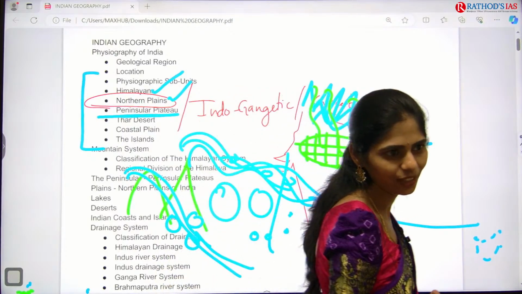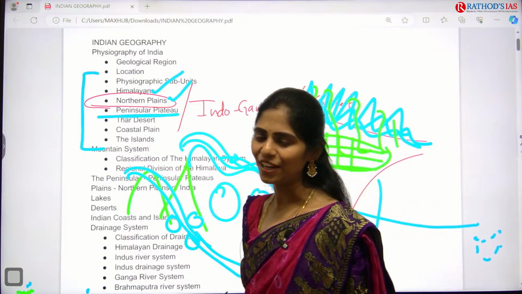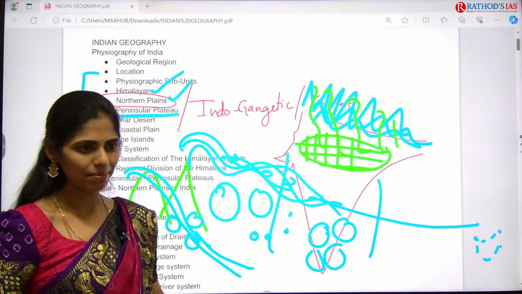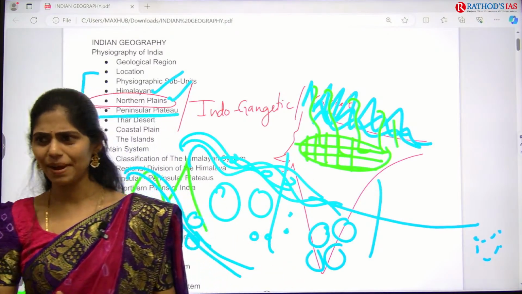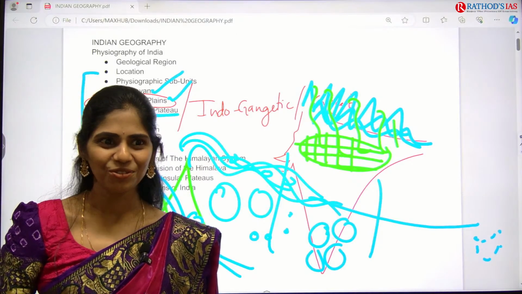Flat and elevated compared to plains. So where are plateaus present in India? Tell me, at least on this map. Southern part. Only the southern part? Yeah, Chotanagpur Plateau, very good.